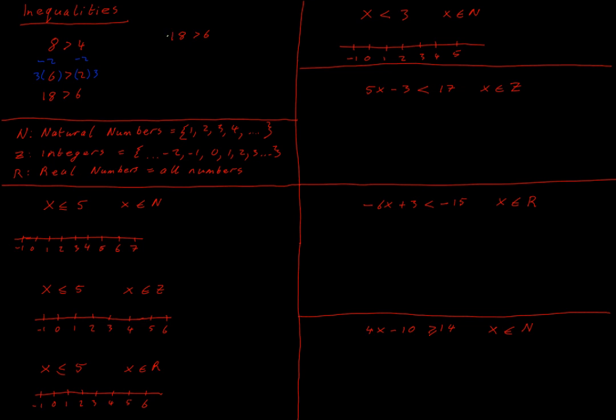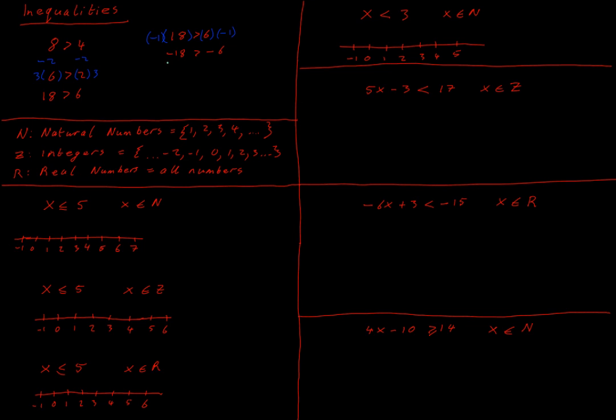What would happen if I multiplied this by -1? So I've been able to multiply before and it didn't cause any problems. But what happens if I multiply by a negative number? I end up with -18 is greater than -6. And this is a problem because it isn't true.